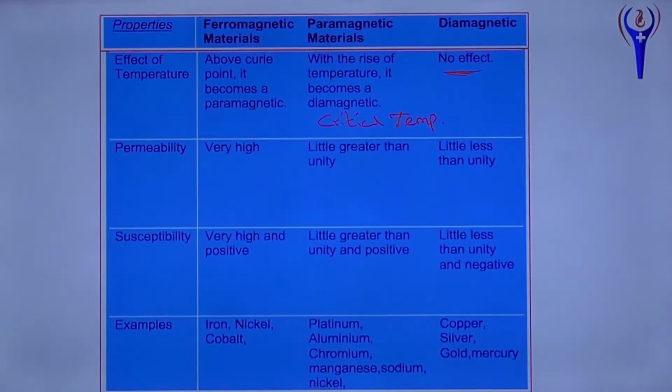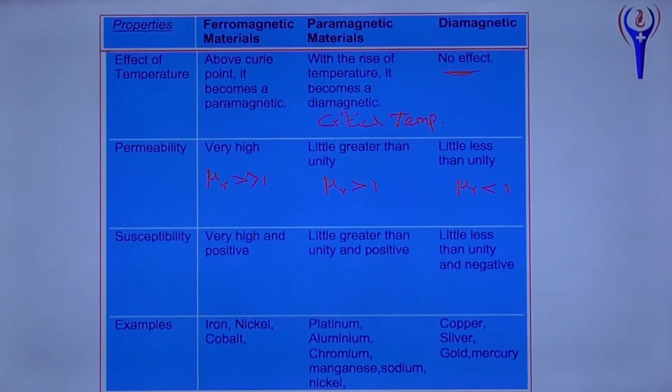Permeability. The permeability value is very high for ferromagnetic material, and for paramagnetic material it is greater than unity. For ferromagnetic, mu r is very, very much greater than 1. Here, for paramagnetic, mu r is slightly greater than 1. And here, for diamagnetic, mu r is less than 1.